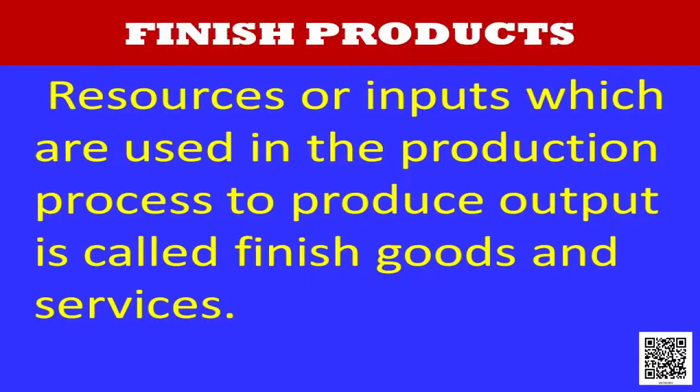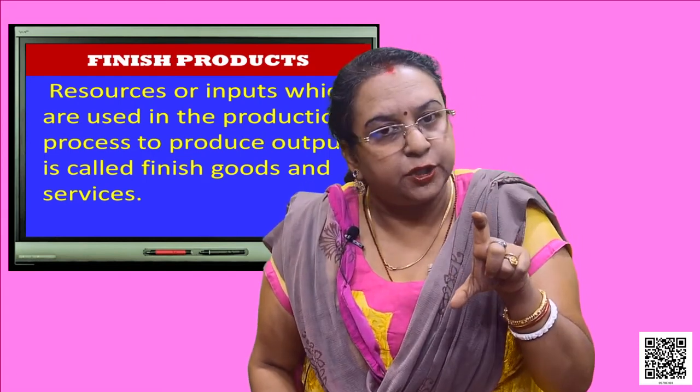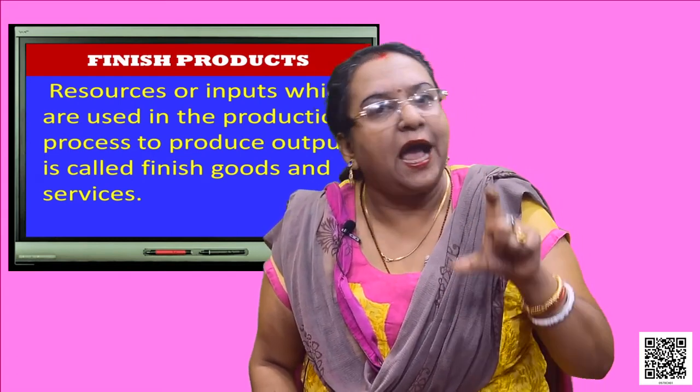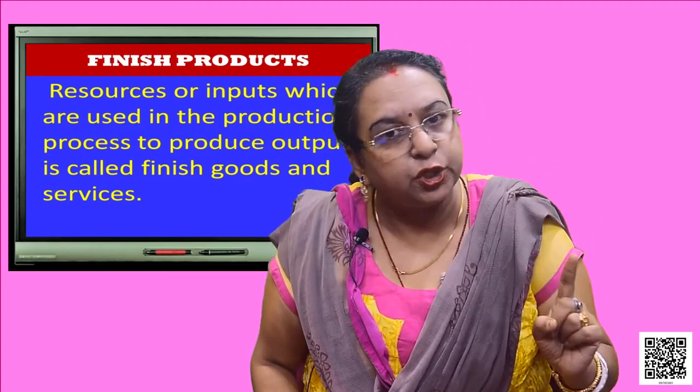Now see the finished products. We have talked about inputs, we have talked about our human skill. Now we are coming to the finished products. Resources or inputs which are used in the production process to produce output is called finished goods or services. So this is, you can say, a definition. You can take this as your definition, you can learn it for your 1 mark question also.